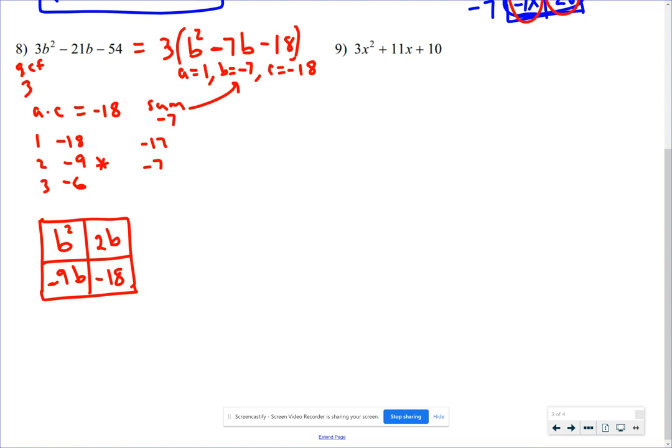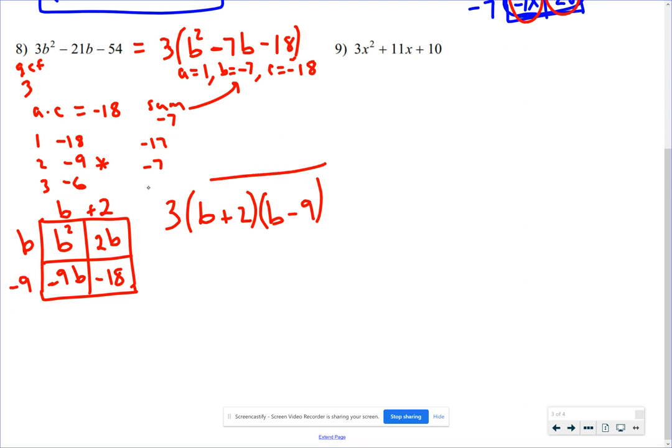That's what we use that factor pair for. Now we find the greatest common factor for the top row, for the bottom row, for the first column, for the second column. And then I'm going to finish it all up. Don't forget that you had a 3 out in the front to begin with. And my other factors now are b plus 2, because this one's a positive 2, and b minus 9. And we are done. That is the close of the parenthesis there.